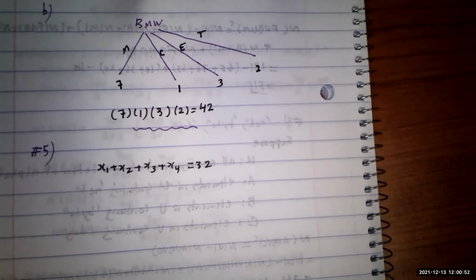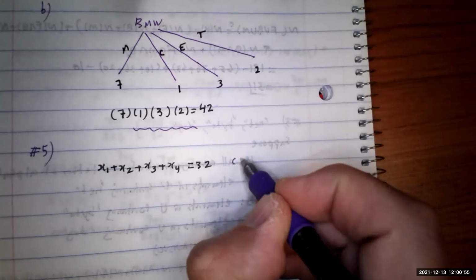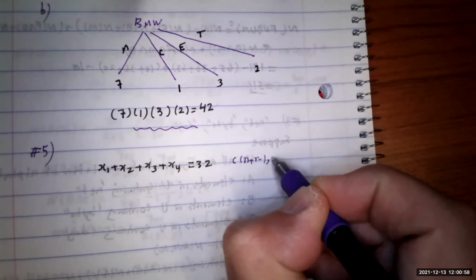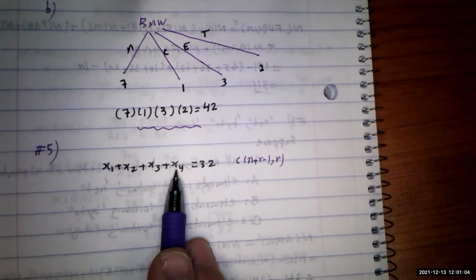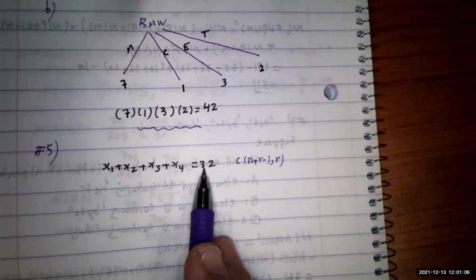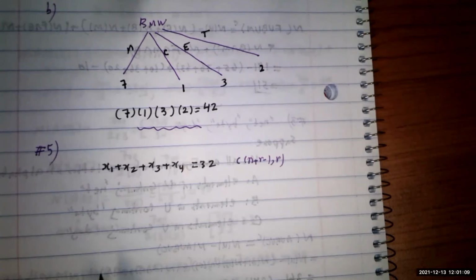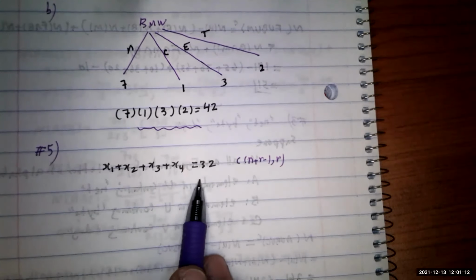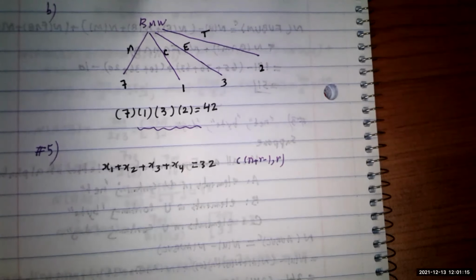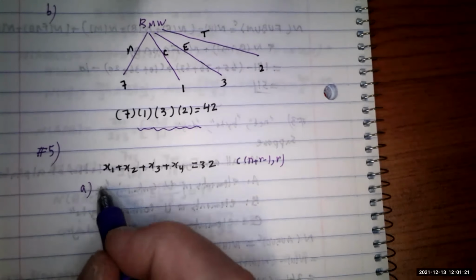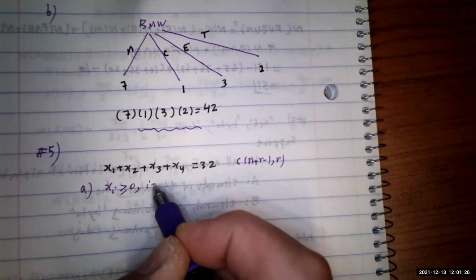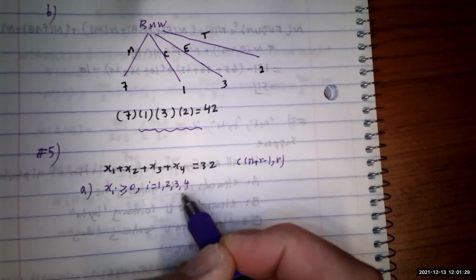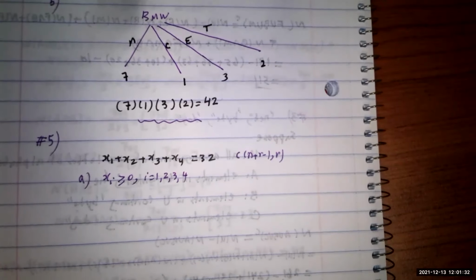And if no restriction was given, the formula is going to be C of n plus r minus 1, and r. The n is going to be the number of the unknowns, and r is going to be this number over here. We're going to find it. That would be the case if you're just looking for the non-negative integers. So the non-negative integers means case A that is given to you. This means xi is greater than or equal to 0, for i equal to 1, 2, 3, and 4. Each one of them can be greater than or equal to 0.